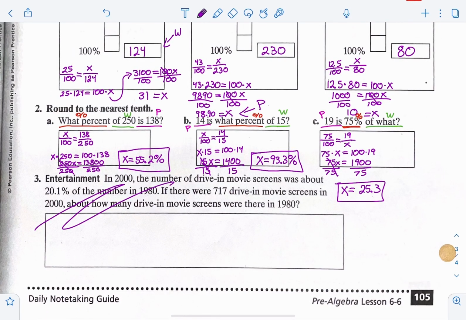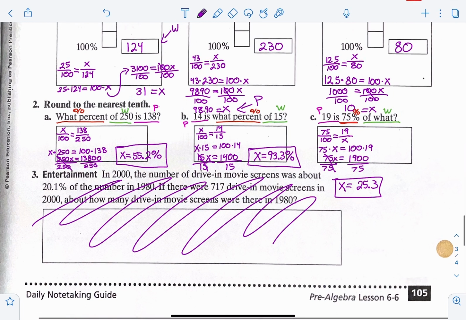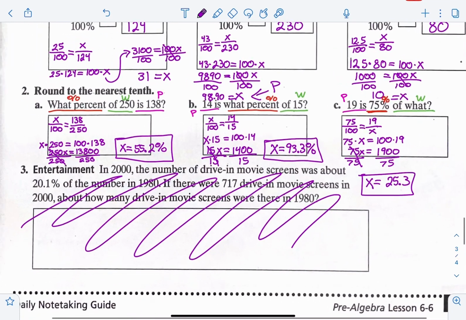We are going to not do this one. So we're going to stop here. So that's going to wrap up lesson 6-6, where we're looking at proportions and percents.